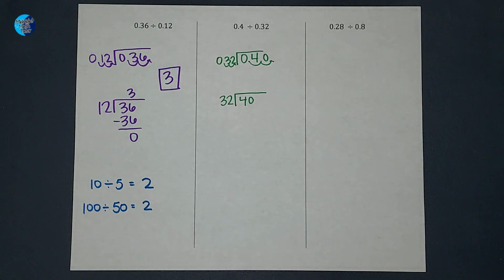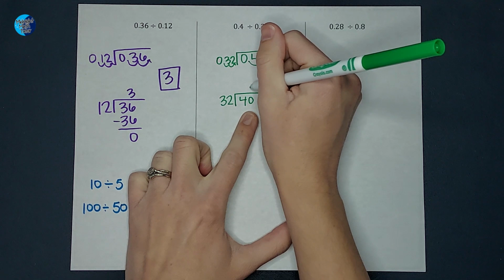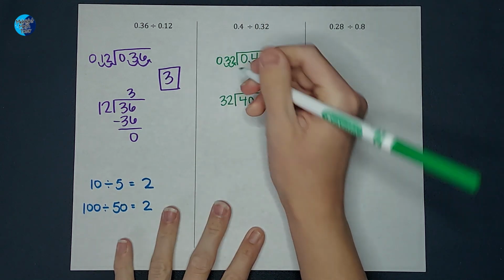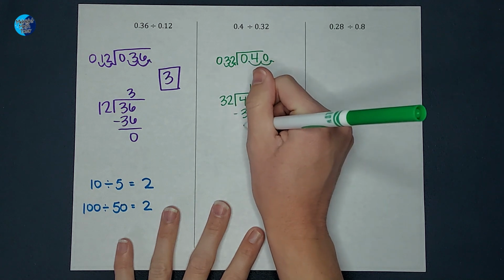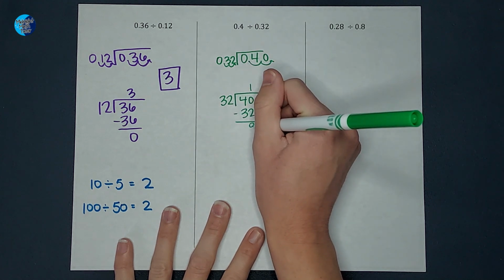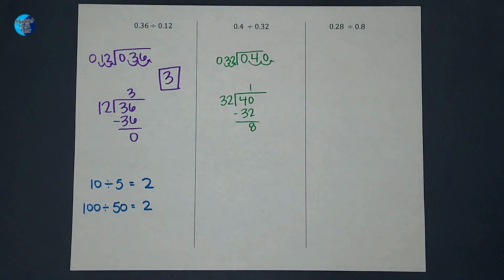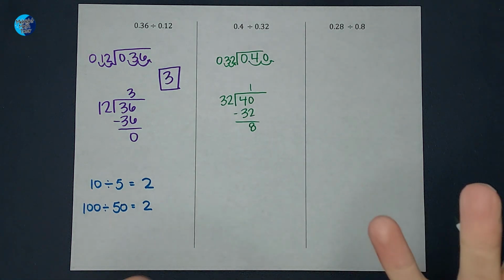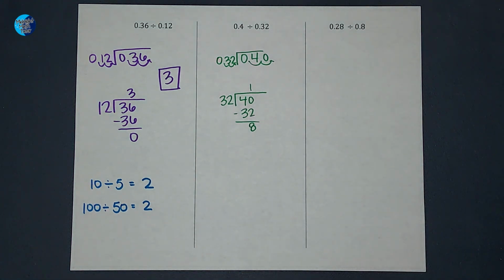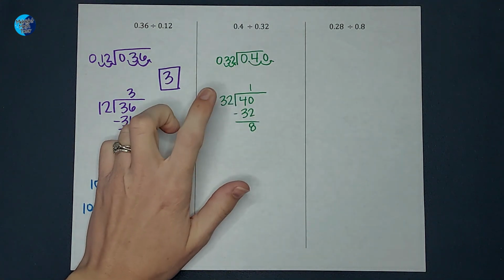Now let's go ahead and divide this. So how many times does 32 go into 40? Well, it goes once. 1 times 32 gives me 32. Minus, I get 8. Now, this is where when you first learned long division, you would say 1 remainder 8, right? That's not incorrect, but as we get into higher levels of math, we don't really like remainders anymore. We like our answer to be a decimal.